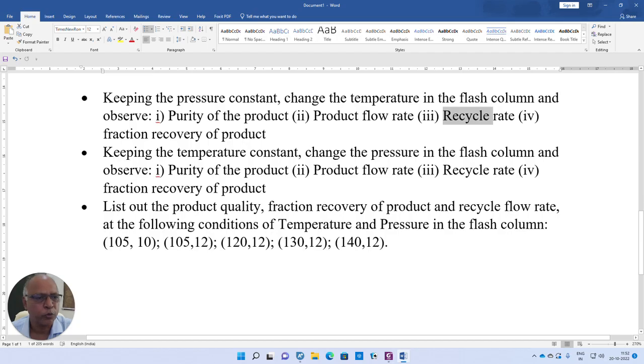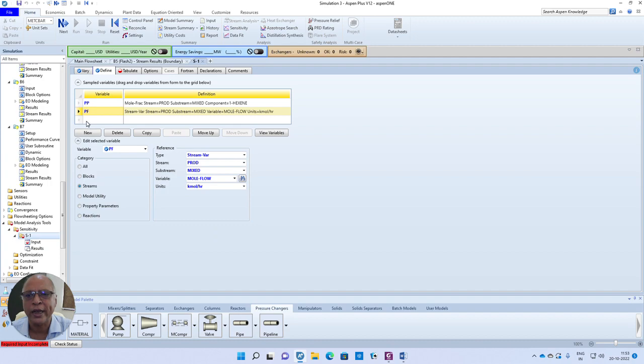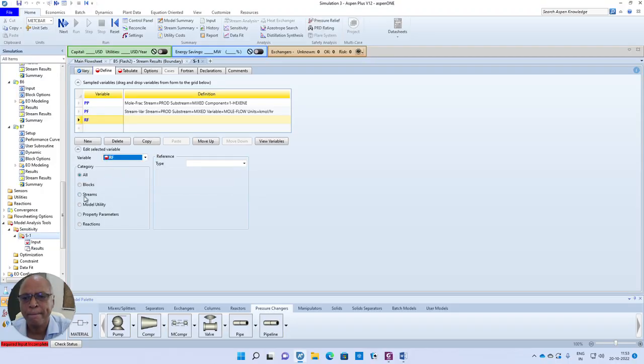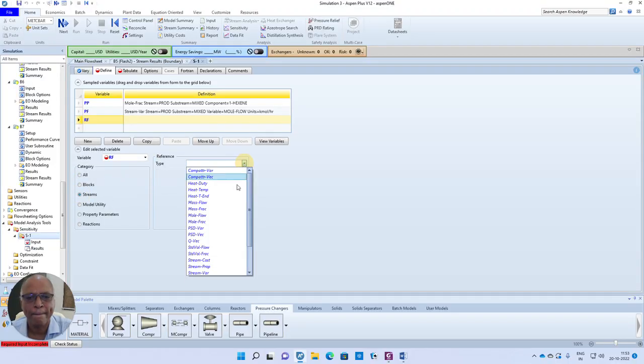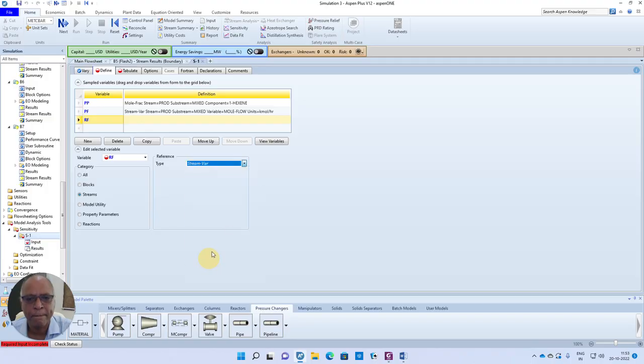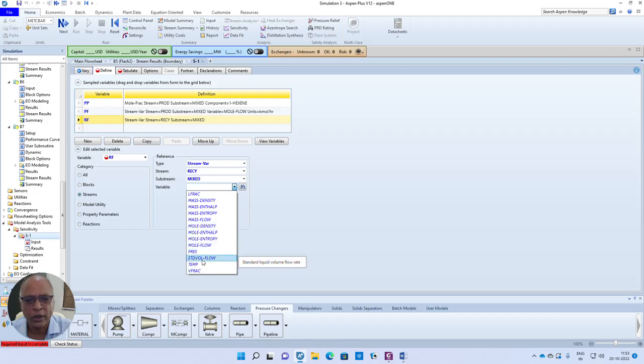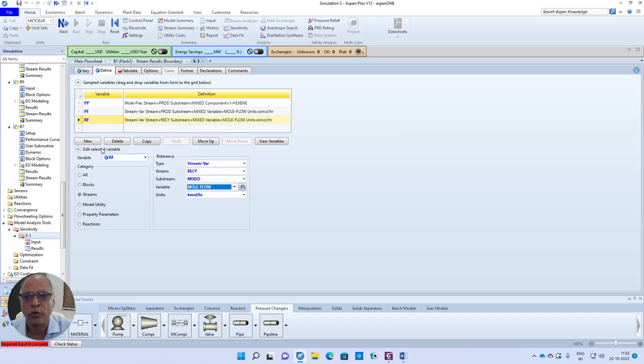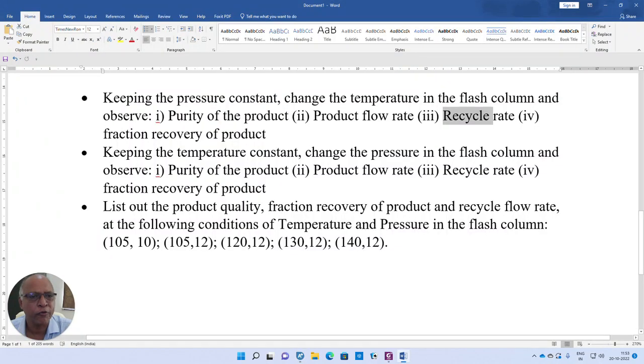So purity of the product, flow rate, recycle rate. We would also like to look at the recycle flow. The recycle flow is also a stream variable. Stream is recycle, variable is mole flow. So this is going to show you the recycle flow rate. Finally, I think we are also required to find out the fraction recovery of product, right?